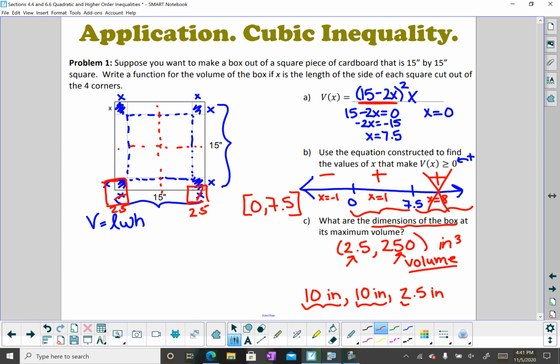You can double check that all three of these dimensions, 10 times 10 times 2.5, multiply to that volume, because remember, length, width, and height multiply together to get our volume. That's where we got that equation from.